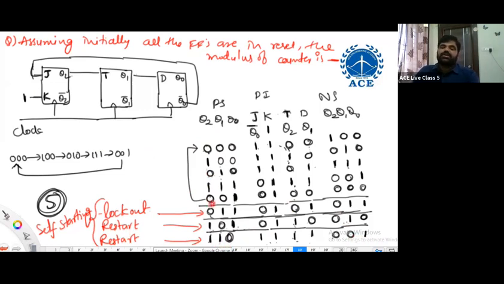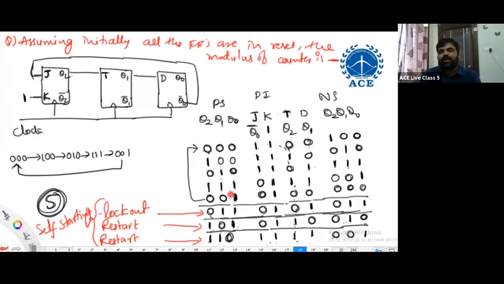This one is also the same: if you observe, 110 results in next state 001. For 001 the next state is 000. Then again it goes through the used states only. What is lockout once again? If the counter is going through unused states only, it is called lockout.